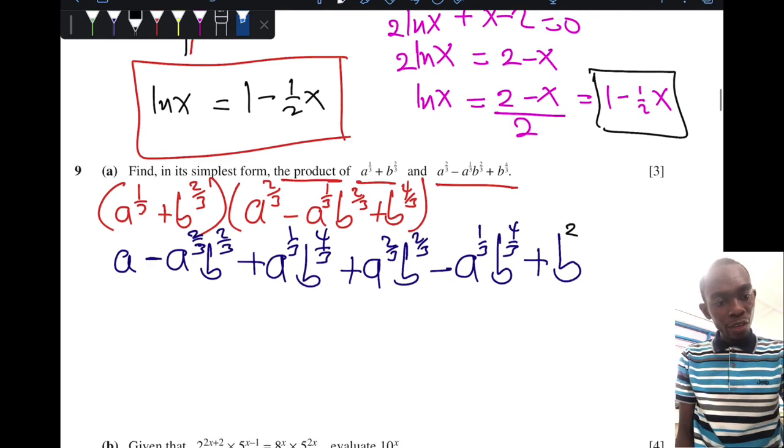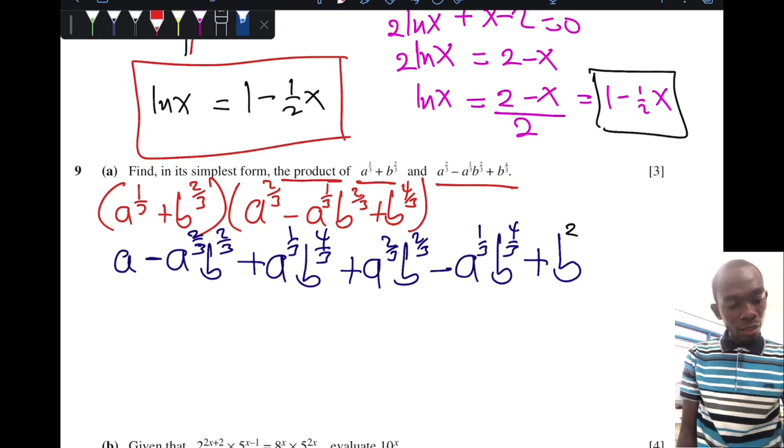Okay, so when we finish, some things are there for us to cancel. Check this one out. This is a to the power 2/3, b to the power 2/3, a to the power 2/3, b to the power 2/3. This is negative, this is positive, so they cancel out.